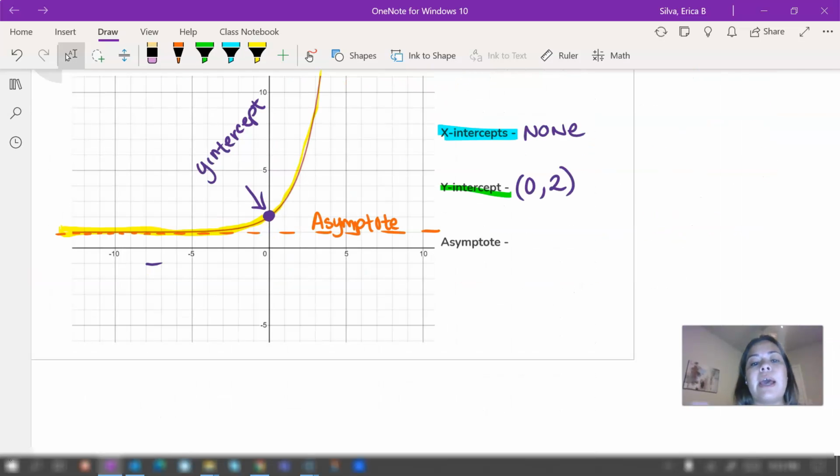Now the equation for the asymptote, because it is a horizontal line, will begin with y equals. If it's horizontal, the equation starts with y equals. And then because all these points on this imaginary line will have a y value of 1, then the equation for my asymptote is y is equal to 1.